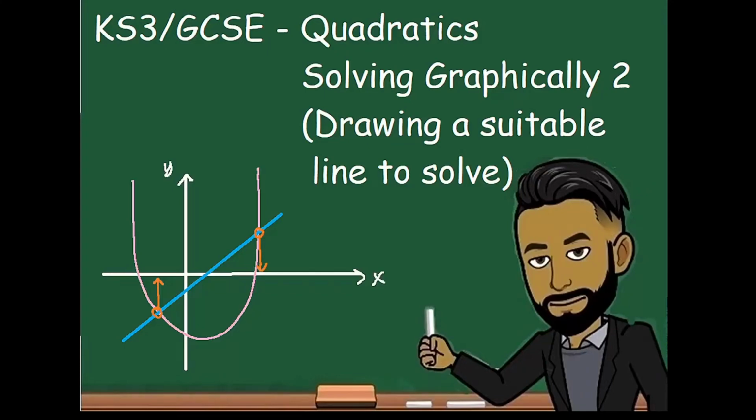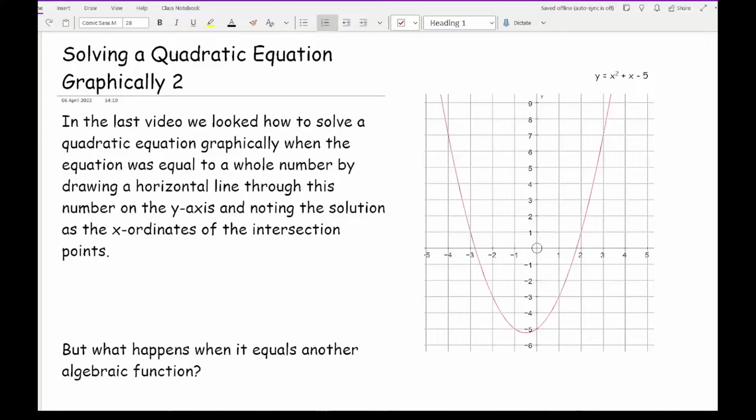So welcome everybody to this latest video on 162 Maths, and in this video we'll be continuing with the theme of solving quadratics graphically, with the idea of being able to draw a diagonal line rather than a horizontal line. Now in the last video we looked at how to solve a quadratic equation graphically when the equation was equal to a whole number, by drawing a horizontal line through this number on the y-axis and noting the solution as the x-ordinates of the intersection points.